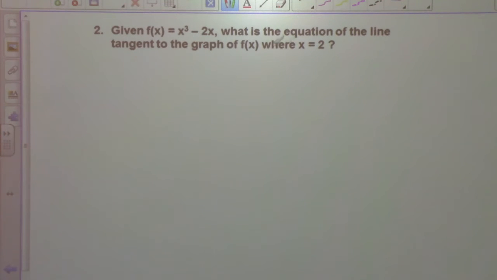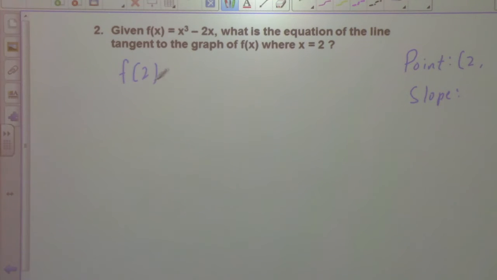Okay, what is, given f of x equals x cubed minus 2x, what is the equation of the line tangent to the graph of f of x where x equals 2? Well, my students really are unfailingly telling me that we need two things. A slope and a point. They don't hesitate to tell me, so I appreciate that in them.